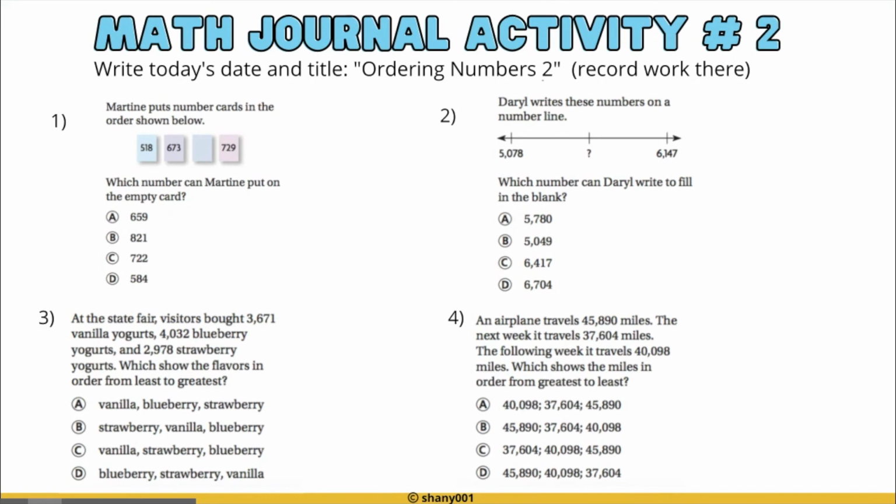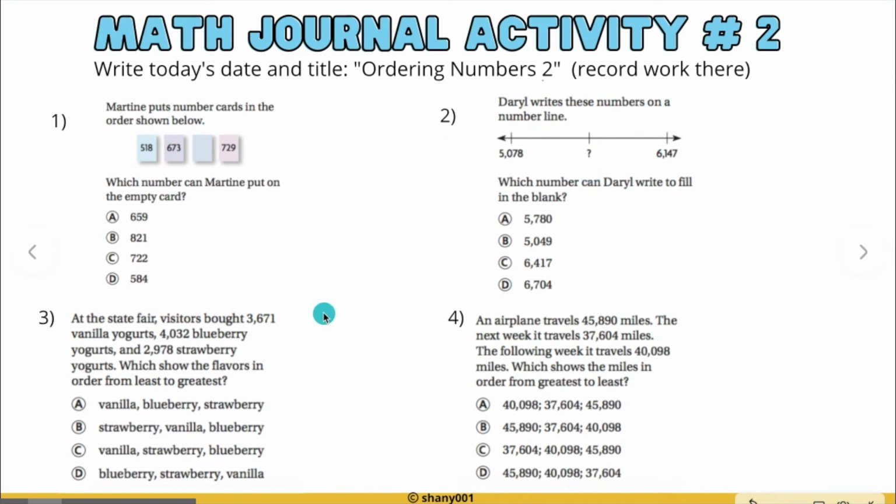Math Journal Activity number 2. Go ahead and answer the following questions. Let's go ahead and read the question. Let's go ahead and read number 1. Martine puts number cards in the order shown below. Which number can Martine put on the empty card? So you have this blank card and you have to figure out which number goes here. Number 2. Daryl writes these numbers on a number line. Which number can Daryl write to fill in the blank? Which number fits here?